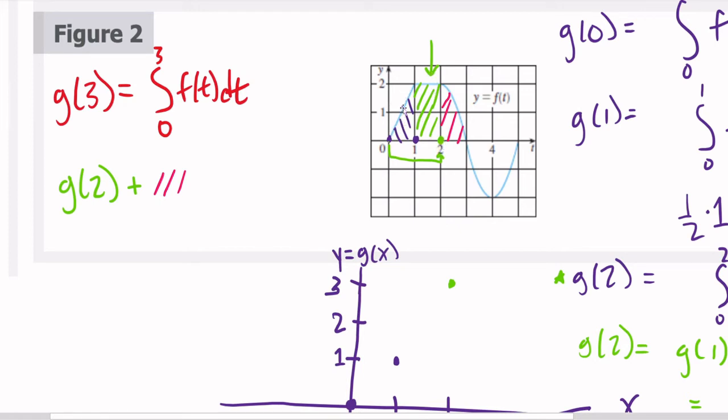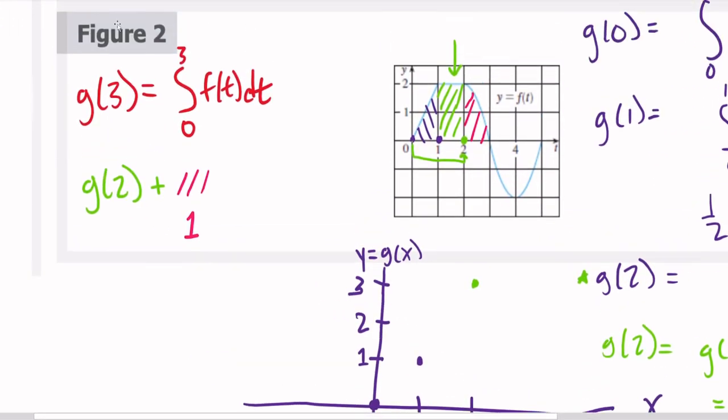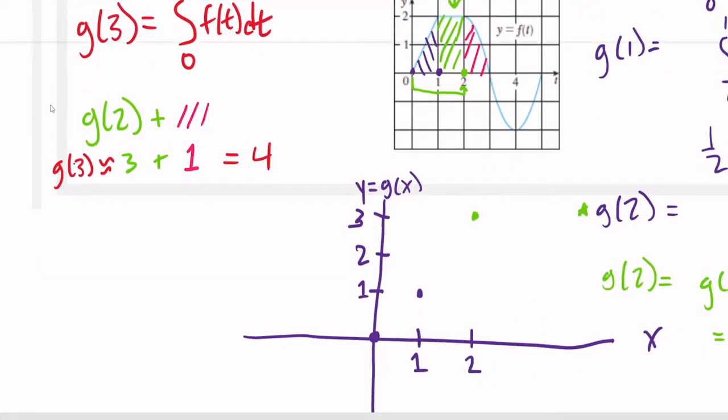So it's the same as this triangle, height 2, base 1, so that will have an area of 1. So that'll be 1. What was g of 2? g of 2 was 3. So all together, we'll say that g of 3 is approximately 4. If we went up one more on our little picture, once we hit 3, we're up here at about 4, and that's where our little point will go.